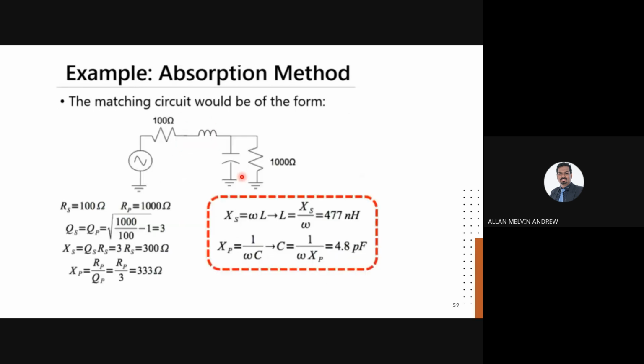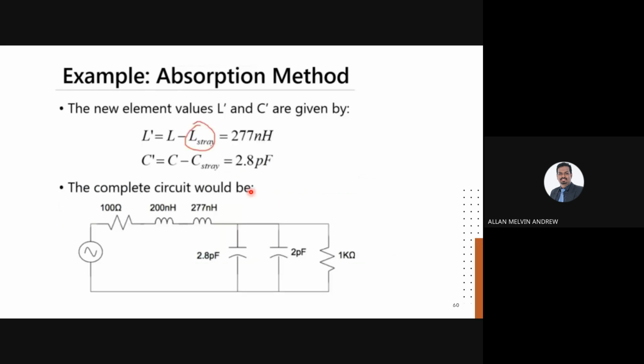Okay, so the capacitor earlier was 4.8 picofarad. Then we divide it into two. Okay, one is 2.8 pico, and one more is 2 picofarad. So combined together, you will get 4.8. Okay, then this is 1 kilo ohm. So you try to complete this kind of circuit.